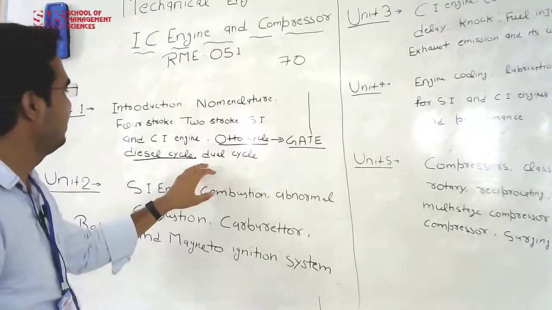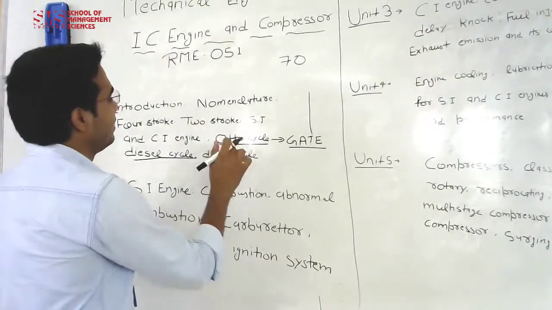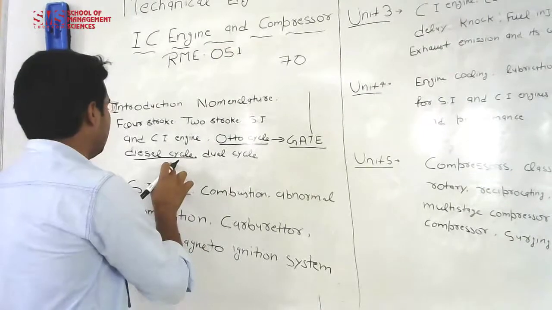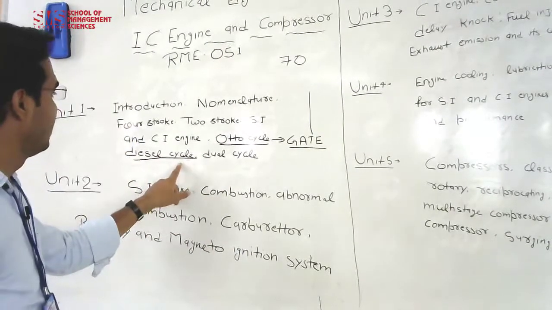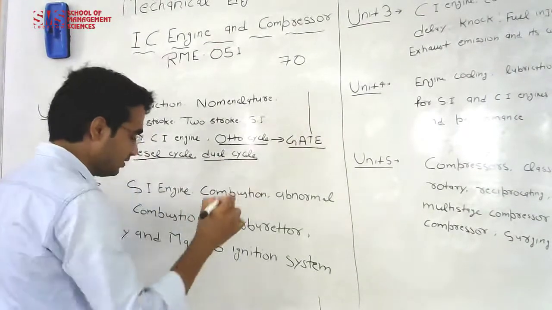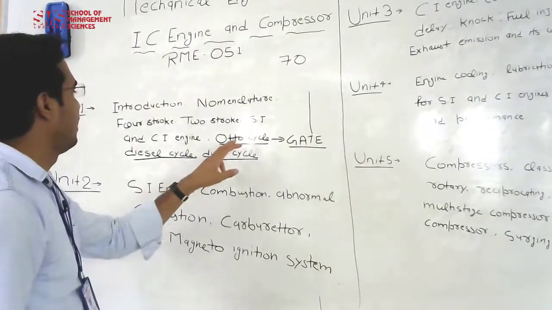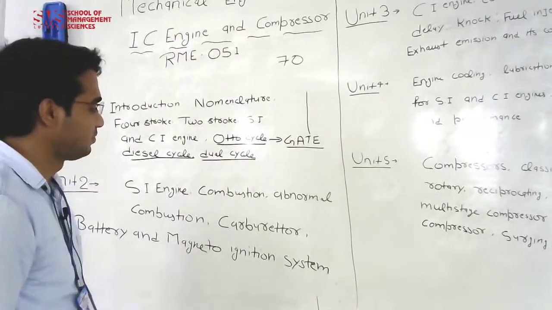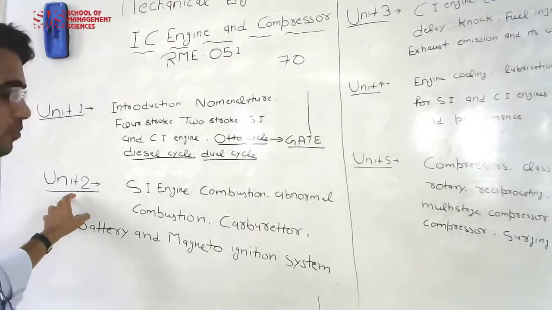So in the next class, we will study the efficiency of Otto cycle and efficiency of diesel cycle and their numericals also. The third cycle is dual cycle. This is a combination of two cycles, Otto cycle and diesel cycle. Here we will study the dual cycle. Okay, in Unit 2 we will move further.